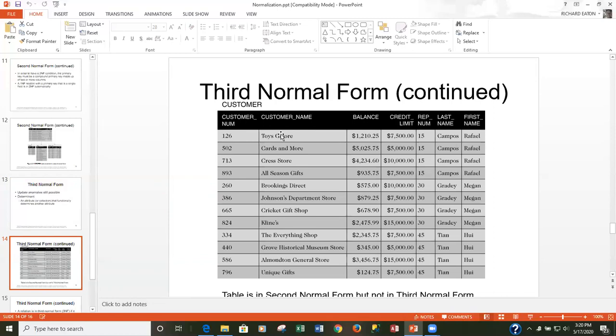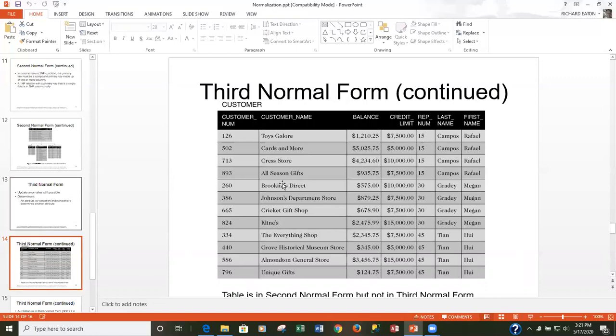Customer number functionally determines the name, the balance, the credit limit, and the rep num. But look at these last two here. The last name field is not functionally dependent on the customer number. It's functionally dependent on the rep num. Same with the first name field. It's functionally dependent on the rep num. So what we have here is a non-key field that's dependent on another non-key field.